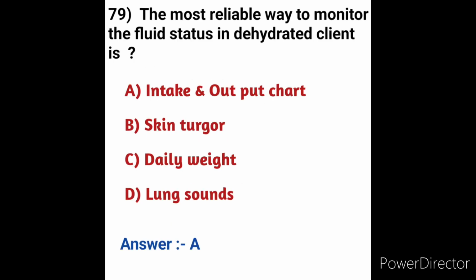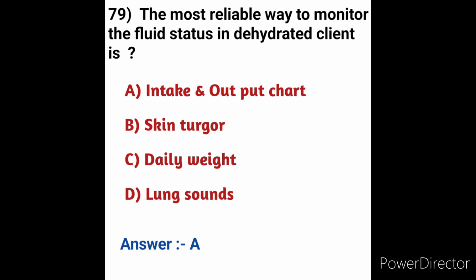79th question. The most reliable way to monitor the fluid status in a dehydrated patient. We will see the options. Option A, intake and output chart. Option B, skin turgor. Option C, daily weight.